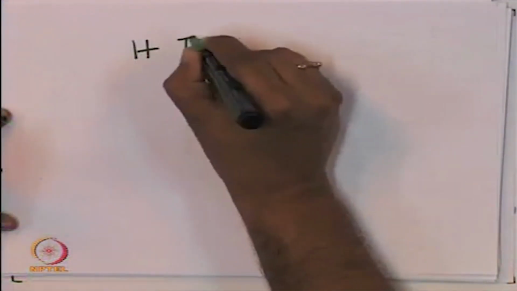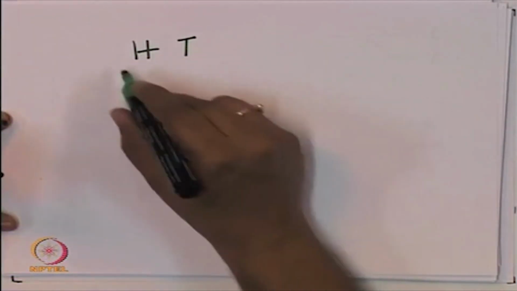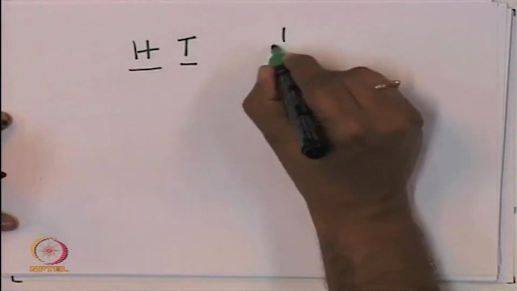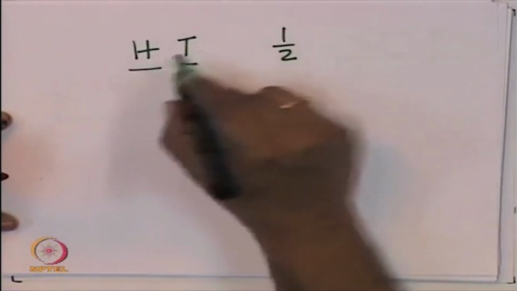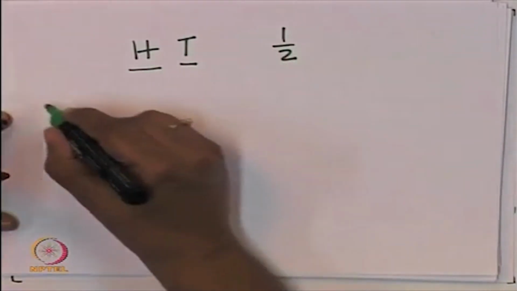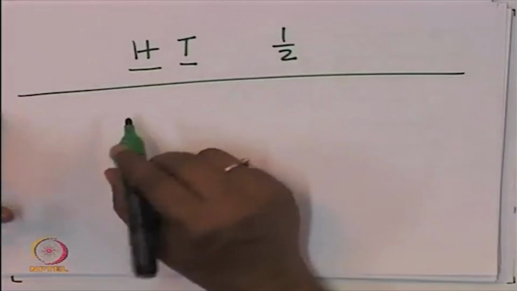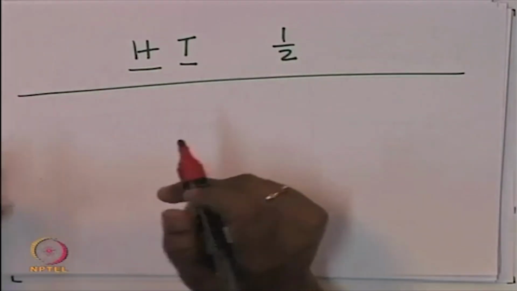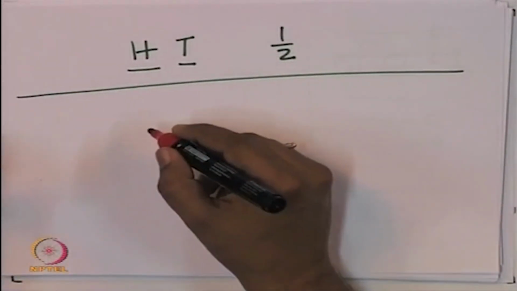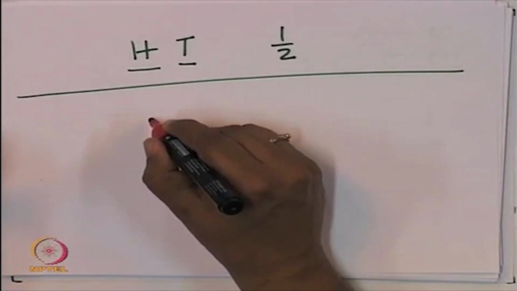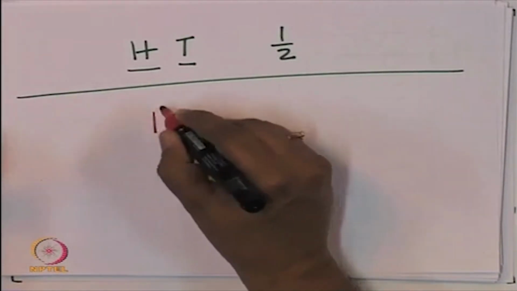So to understand this, we can just quickly think of it. There are two options only, head and tail. So the probability of each of these is half, because it is one of two options. Now there are two matches.